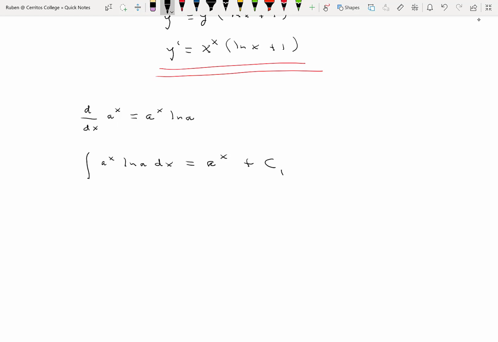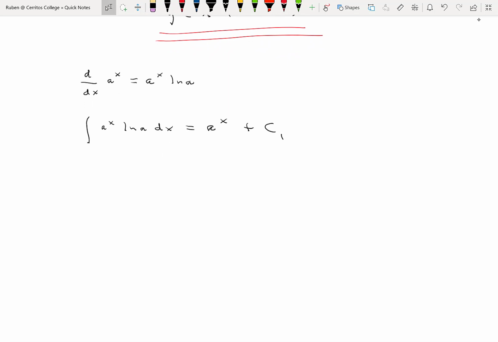I'm going to label the constant C1 for a reason that will become apparent in about 15 seconds or so. Okay, what I'd like though, I don't want the integral of a to the x times the natural log of a. I want the integral of a to the x. Natural log of a is a constant. So remember, constants can be factored out of the integration process. So I get natural log of a times the integral of a to the x equals a to the x plus a constant. I'm going to divide both sides by the natural log of a, and we get our result.